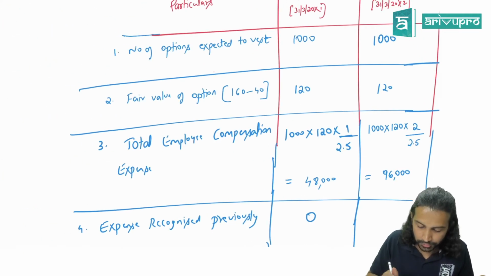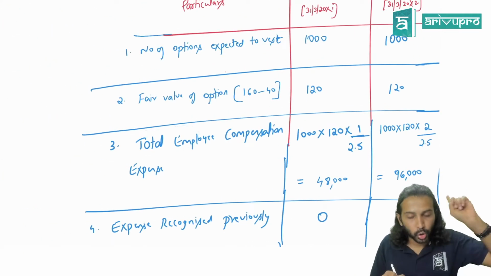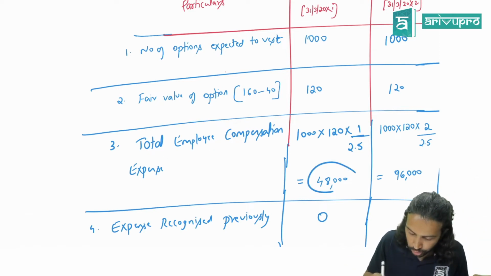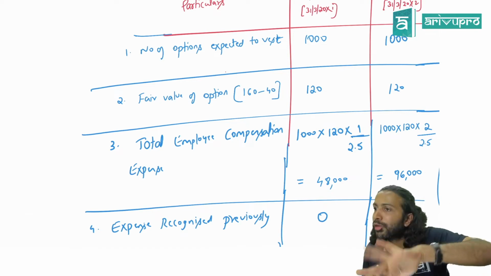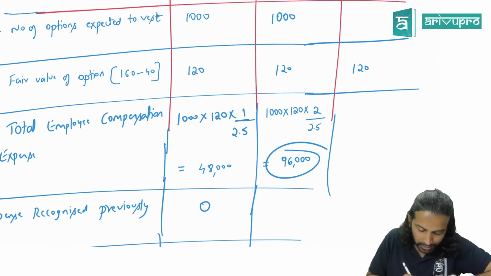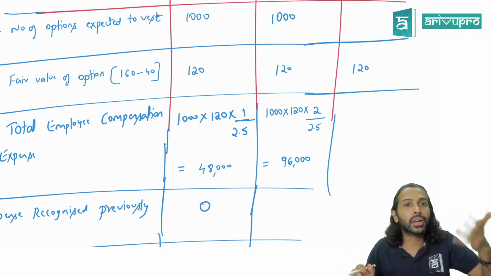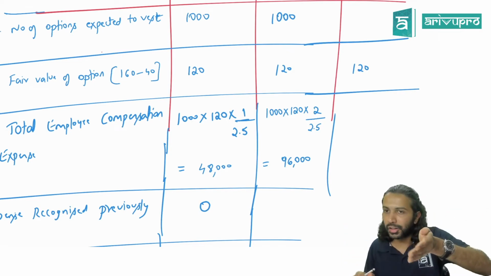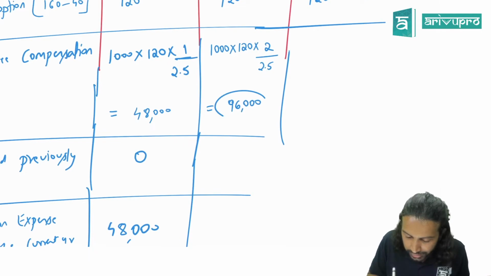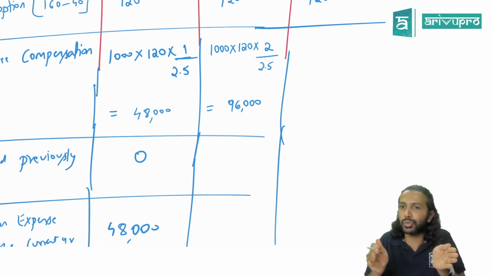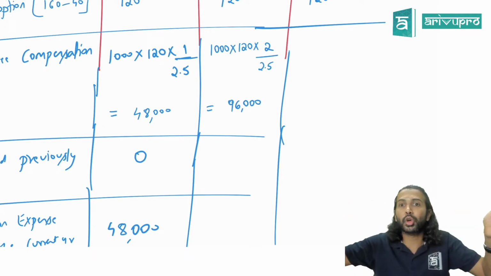So I've carefully written the words here. What words have I written? Total employee compensation expense. In the first year, the total employee compensation expense is 48,000. In the second year, total means first year's plus second year's. So the total employee compensation expense when you are in the second year is 96,000. For 96,000 will you pass a journal entry? No. 96,000 is the expense for 2 years put together.